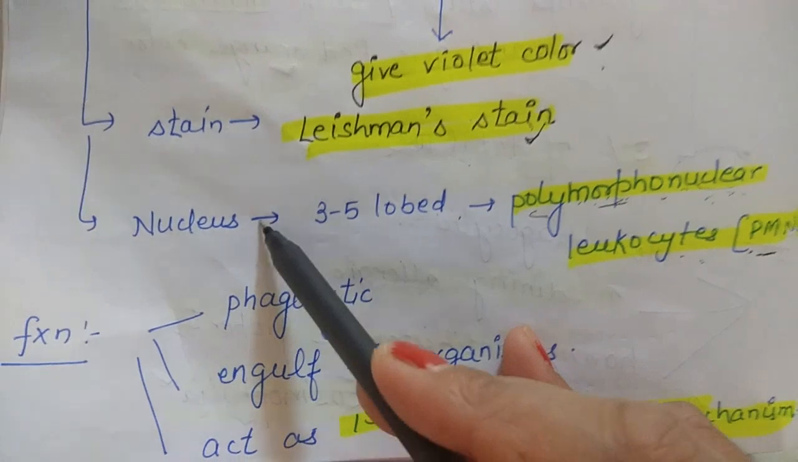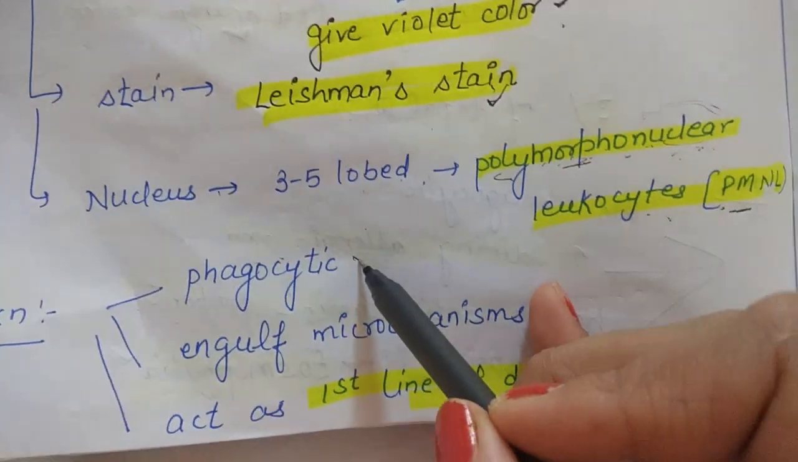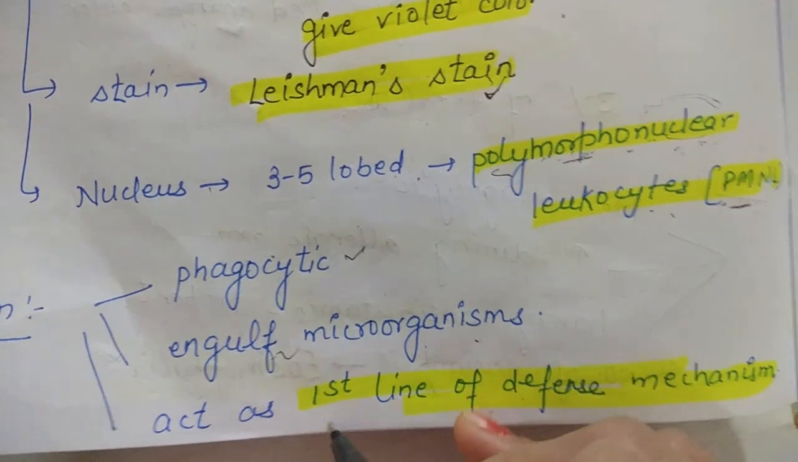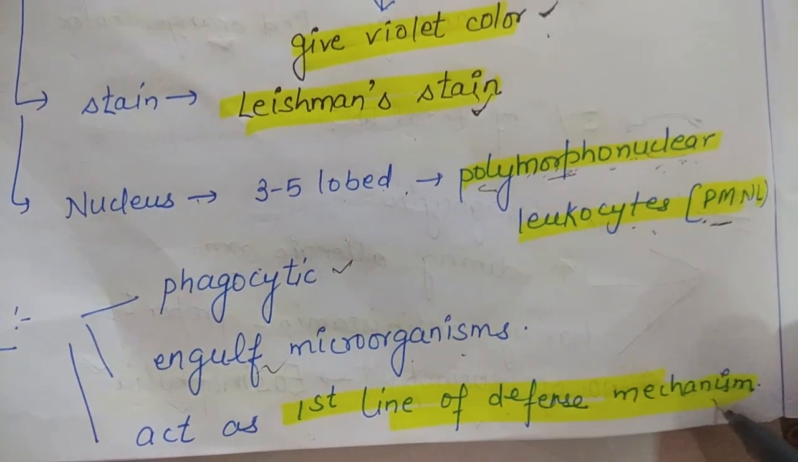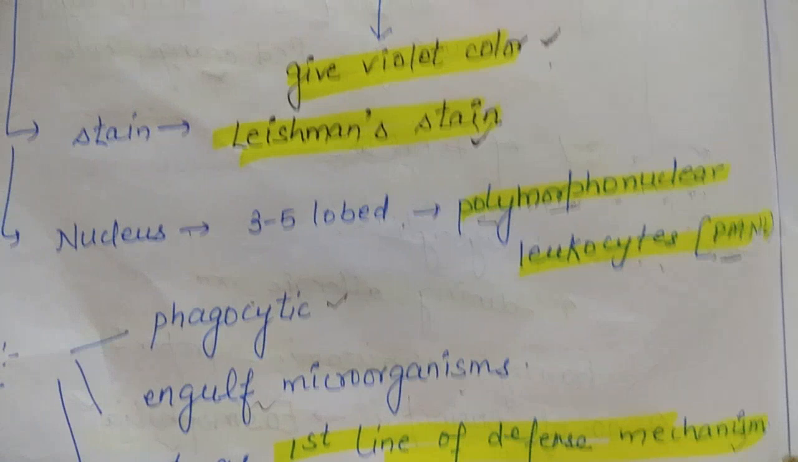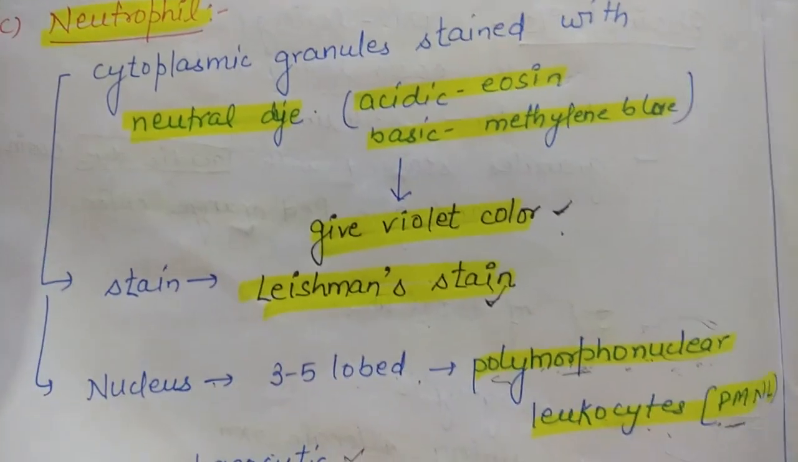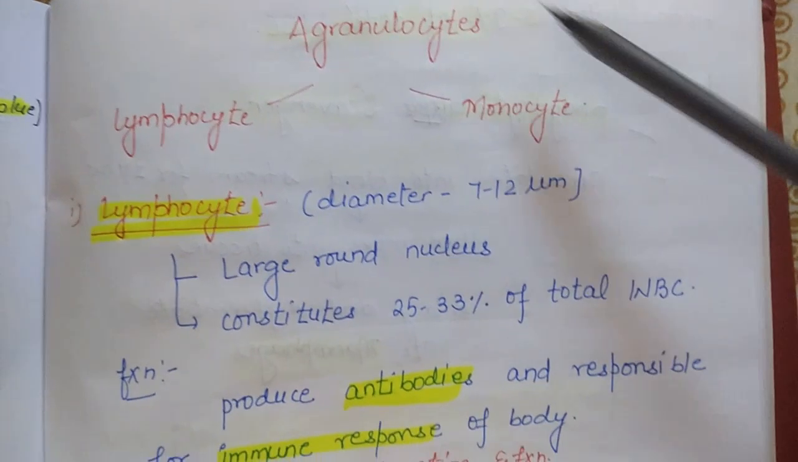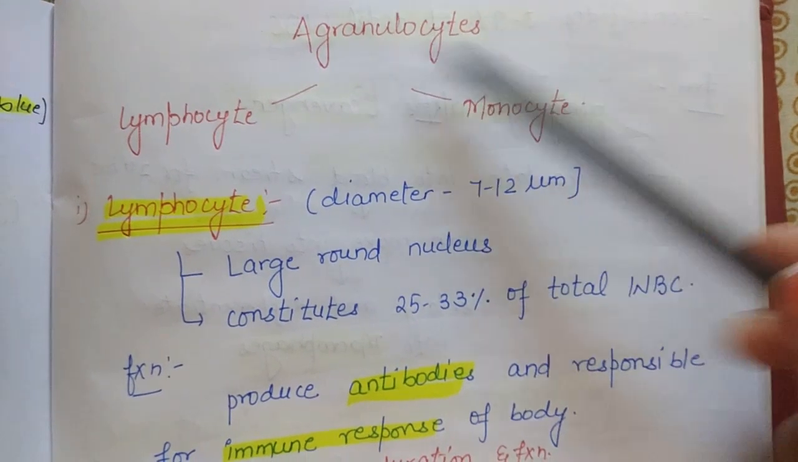What is the function of neutrophil? These are phagocytic in nature. They engulf the microorganisms and act as the first line of defense mechanism in the person's body. So this was about the granulocyte cells: eosinophil, basophil and neutrophil.